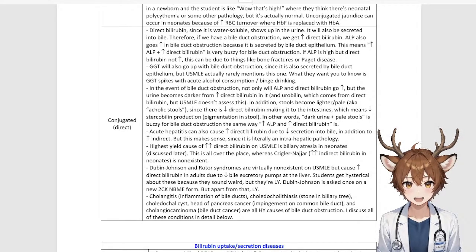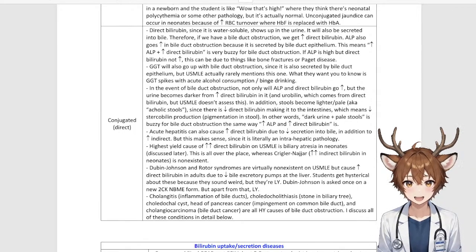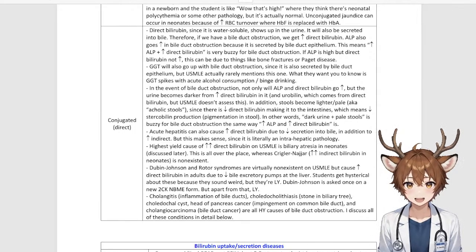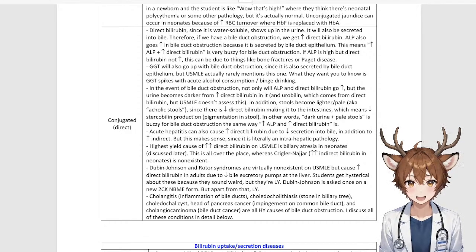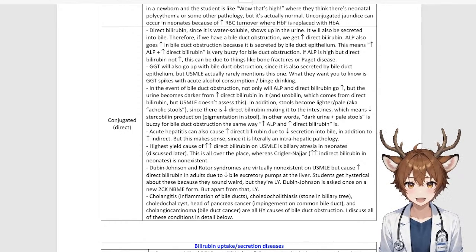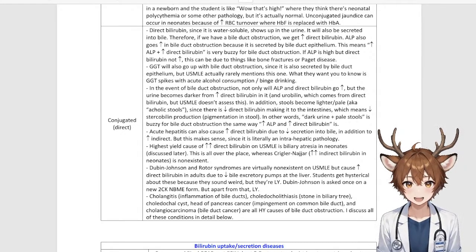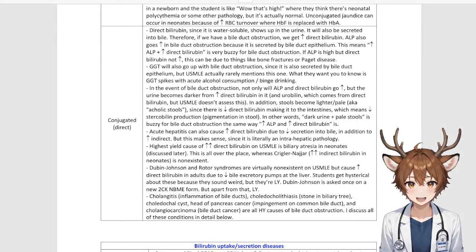If ALP is high but direct bilirubin is not high, this can be due to things like bone fractures or Paget disease. GGT will also go up with the bile duct obstruction since it is also secreted by the bile duct epithelium, but USMLE actually rarely mentions this one. What they want to know is GGT spikes with acute alcohol consumption, binge drinking.